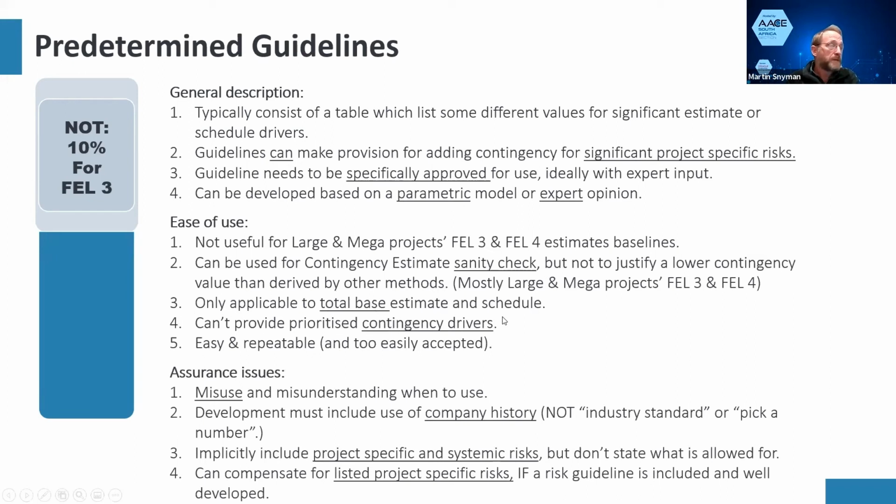So from an assurance perspective, this is difficult. People often abuse this. They tend to want to use a general thing that they got out of a book, not something that's specific to the company. They implicitly state the systemic risks, but they don't state what's allowed for in there, how much of it is for systemic risk, because it's important what you can use your contingency for.